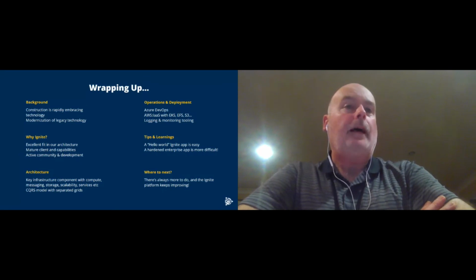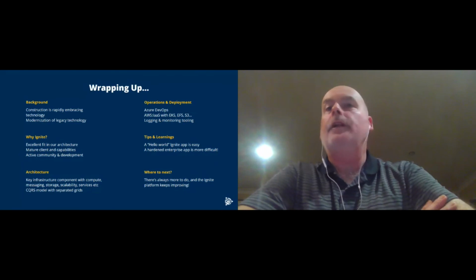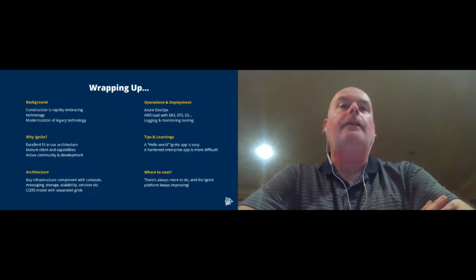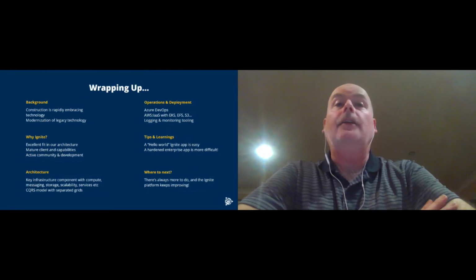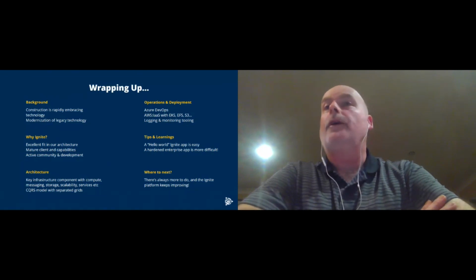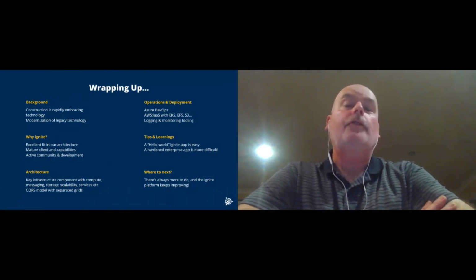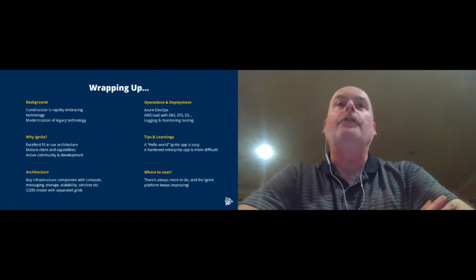For architecture, really Ignite is just a key infrastructure component. All the capabilities it provides, compute, messaging, storage, scalability, they all do things that we need, that we had to do before ourselves in our legacy structure, and that's been very useful. And overall, CQRS model with those separated grids. A collection of things on operations and deployment, Azure, infrastructure as a service, logging and monitoring tooling, they all come together as a cohesive whole in terms of what we do once we've written the code and deployed it.